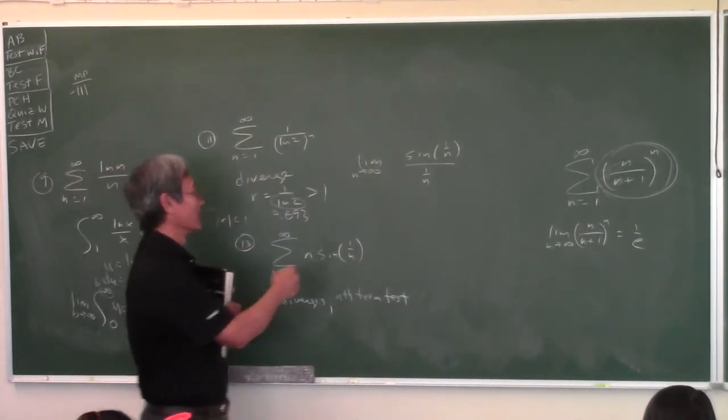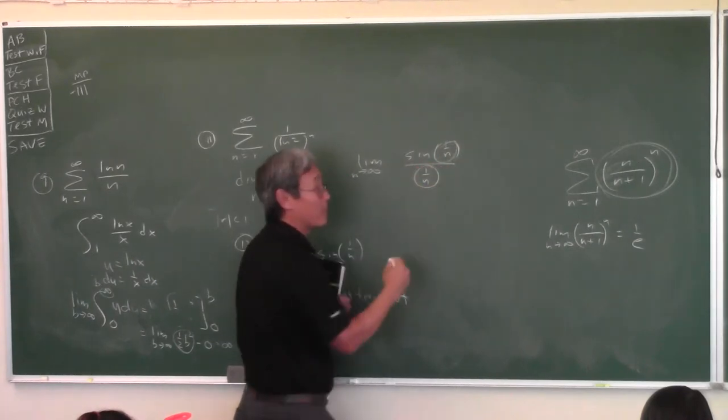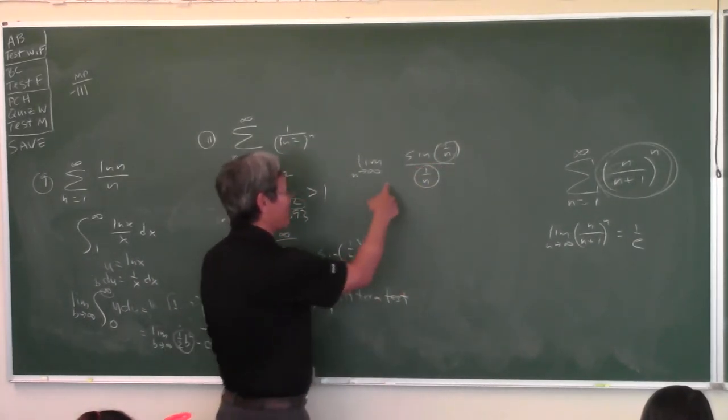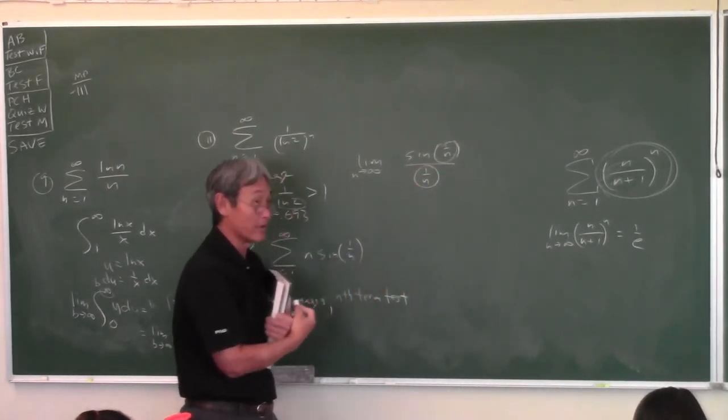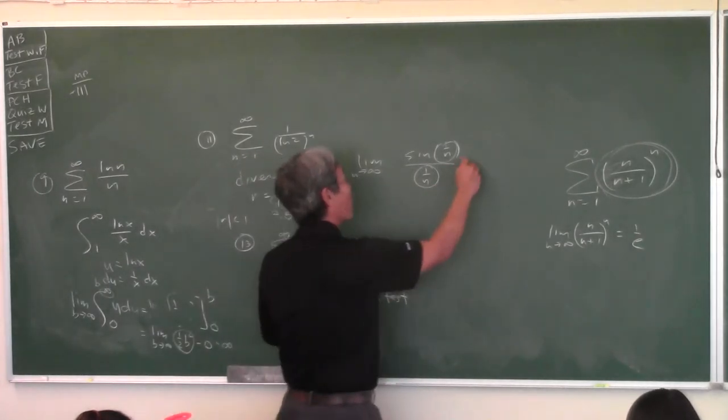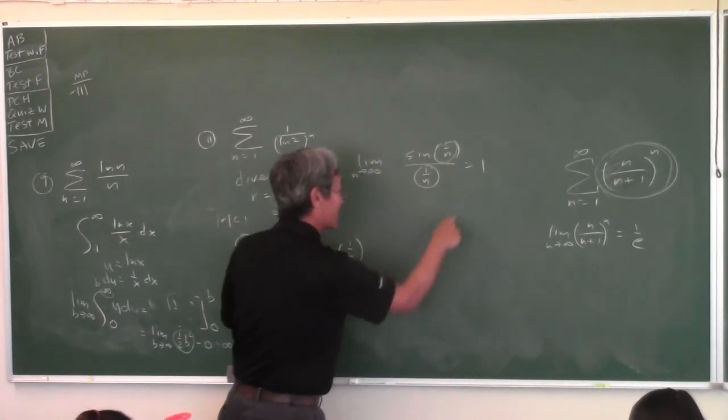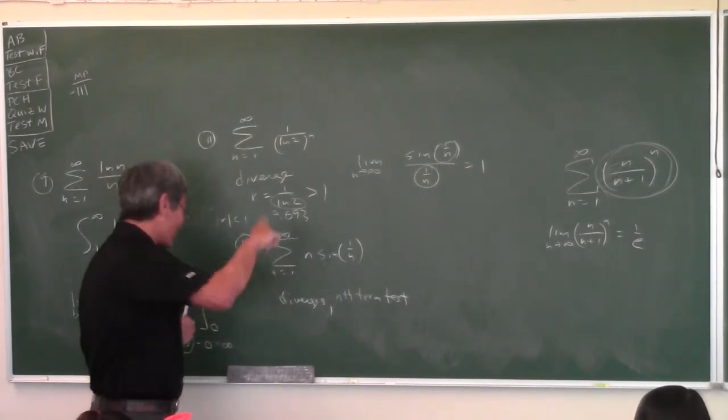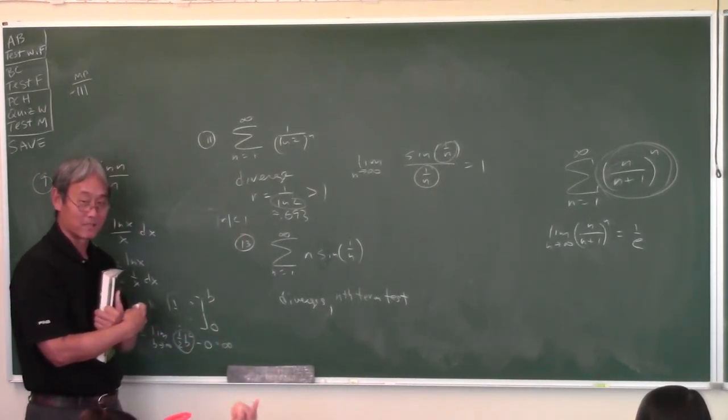You could use L'Hopital. It's sine box over box. And as n approaches infinity, is the box going to zero? Yeah. This is one. Is that any number besides zero? Yeah, so it diverges by the nth term test. That's what we call it.